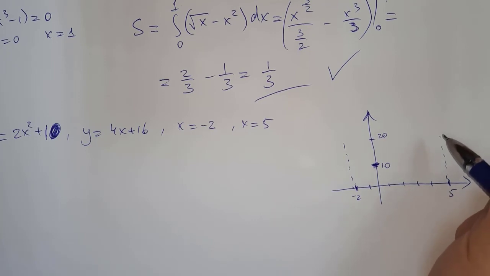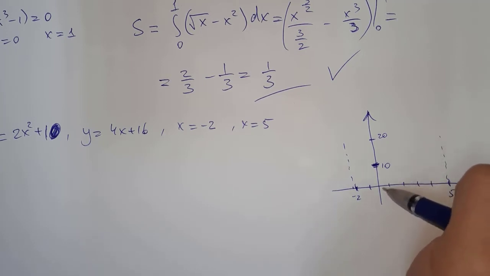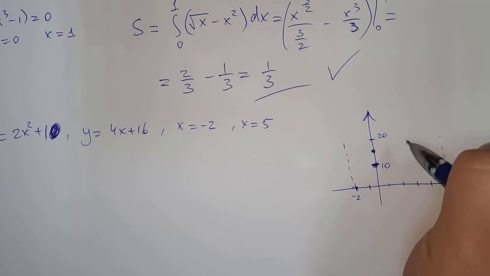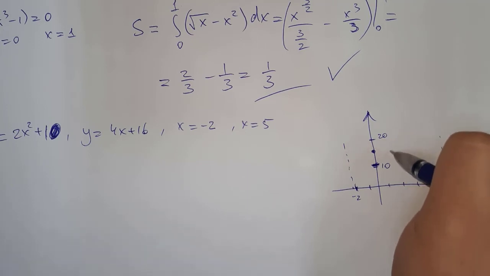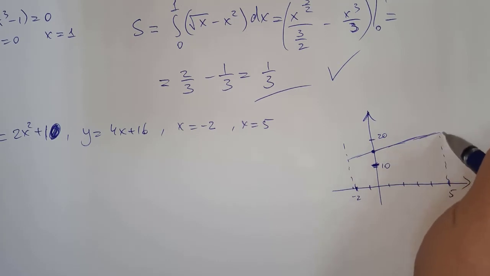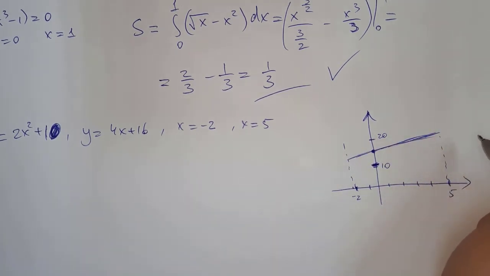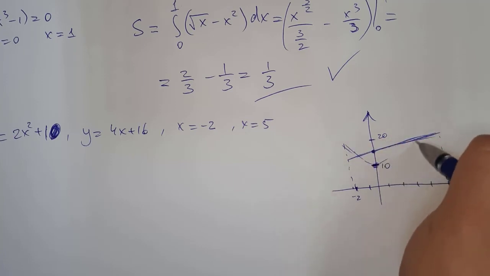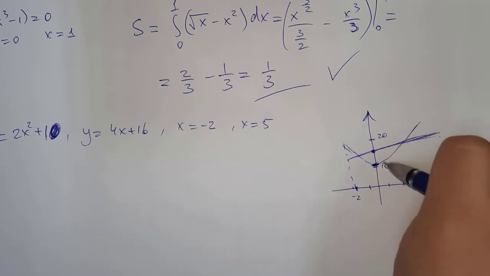And now, so for 4x plus 16, if x is 0, y is 16 here, for example. And when x is 1, it will be 20. So it looks like this function. Approximately, we will draw it. This is a straight line, and we have here a parabola. Our parabola is like this. So this is our parabola.